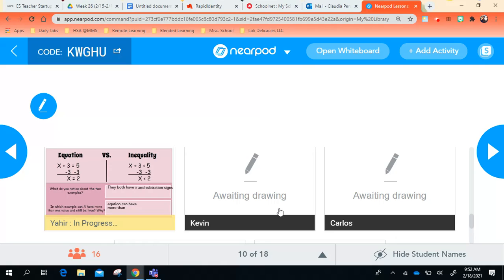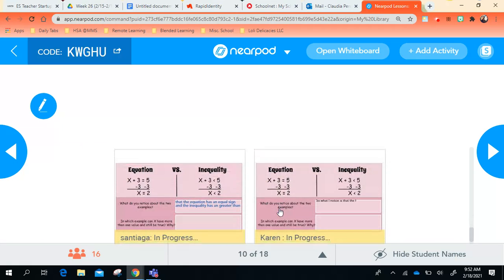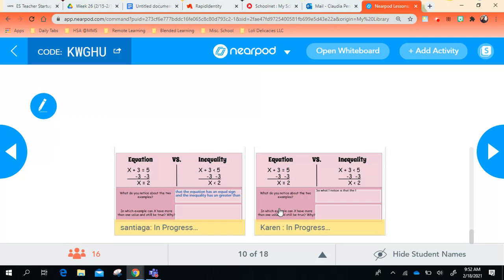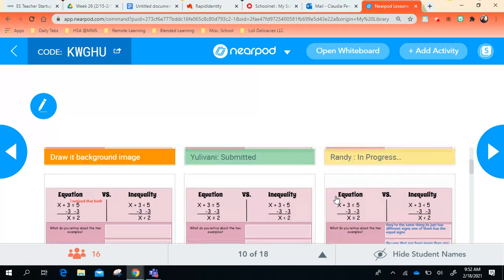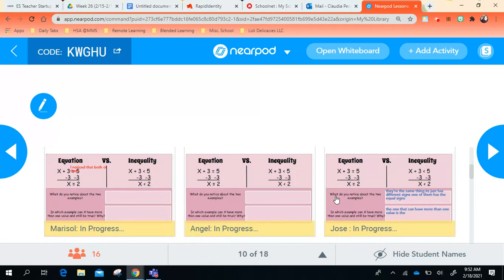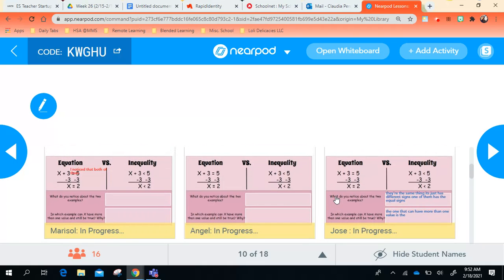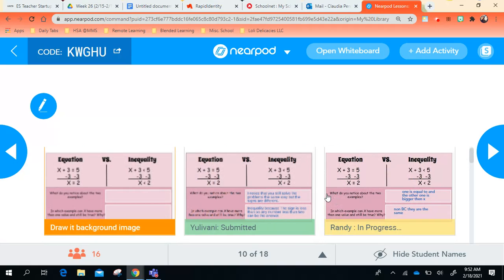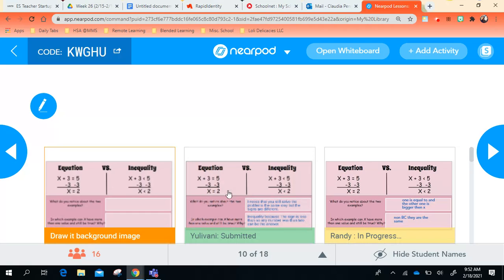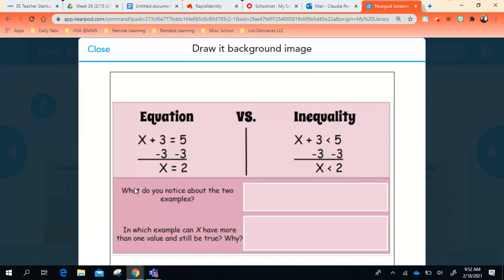Yair, think about that one more time. An equation. So with the equal sign, is that going to have more than one answer? Or is the inequality going to have more than one answer? Okay, I'm going to give you about 30 more seconds because I want to get to a few of these before it's time for you to work on your classwork.